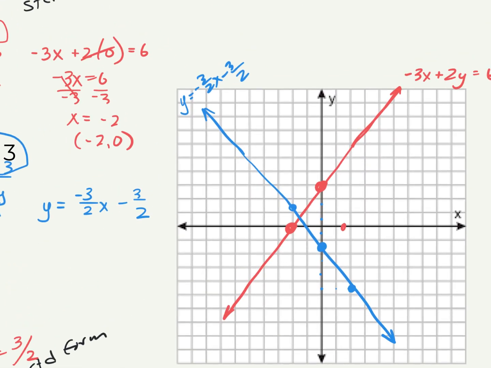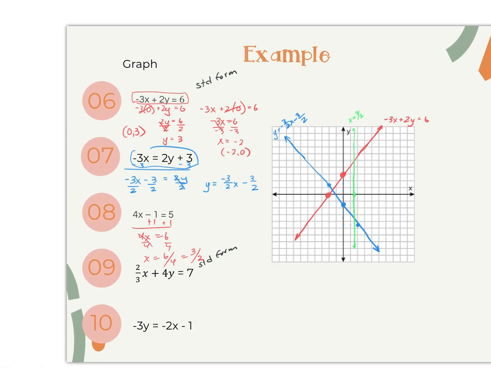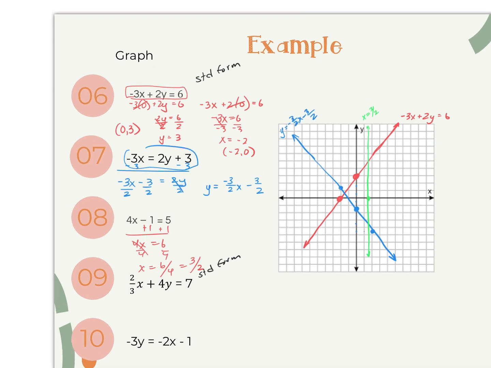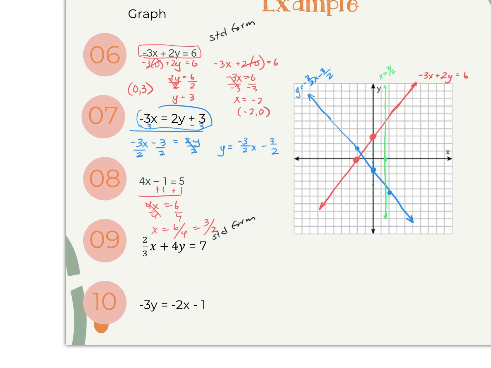That's 1.5 again here. Let me get a different color. And again, I know that this is going to be a vertical line. This is x equals 3/2. And again, they're only asking me here for a graph. If I were asked questions like slope, then you would have to use this to figure out what the slope of each line is. So again, for this one, I know the slope is going to be undefined.